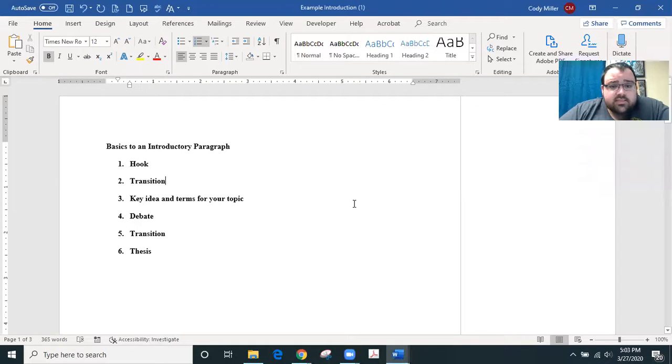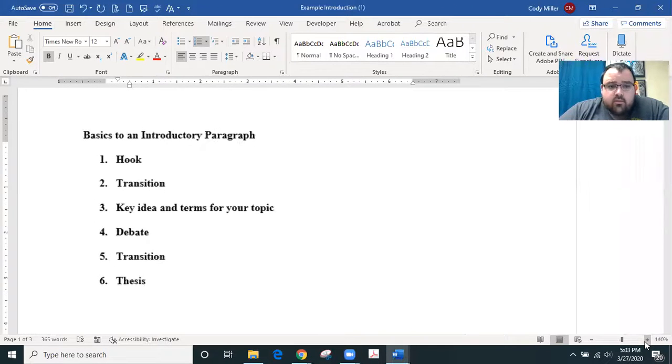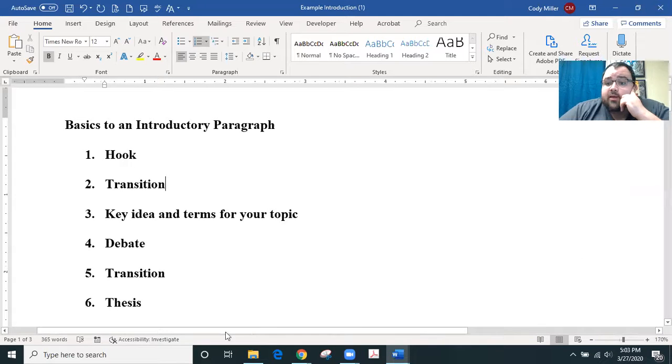So let me share my screen with you so that we can essentially walk through those elements step by step. Alrighty. So essentially, let me blow this up a little bit. These are the basics to an introductory paragraph. Many of you have commented already right on the hook in some of your assignments that you've written. So the hook can be anything from a quotation to a question to some pop culture reference to some type of example. All of those are fair game for an introduction.